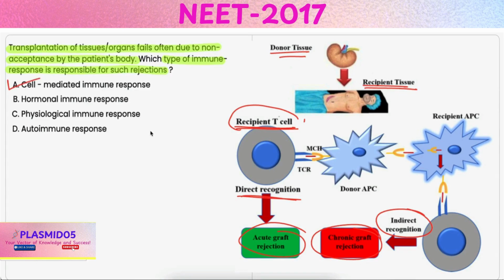Option B, hormonal immune response. It is incorrect because there is no such thing as hormonal immune response. Option C, physiological immune response. Now, while physiological processes may play an important role in immune response, this term does not specifically describe the rejection mechanism involved in transplantation. Hence, it is incorrect. Option D, autoimmune response. It is incorrect because autoimmune response involves the immune system attacking the body's own tissues due to loss of self-tolerance.